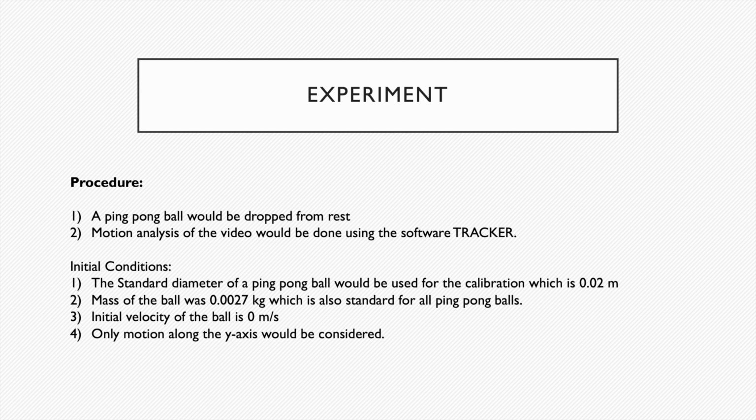So, the experiment. The procedure is as follows. A ping pong ball would be dropped from rest, and then the motion analysis of the video would be done using the software Tracker. The standard diameter of a ping pong ball would be used for calibration, which is 0.02 meters. The mass of the ball would be put as 0.0027 kg, which is also standard for all ping pong balls. The initial velocity of the ball is 0 meters per second, and only motion along the y-axis would be considered. So these were the initial conditions.